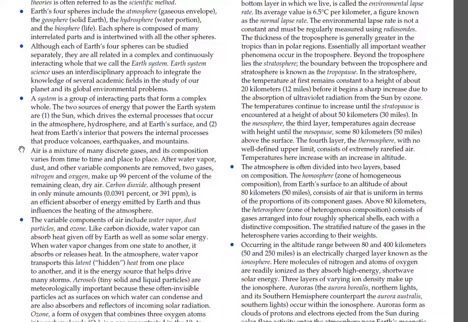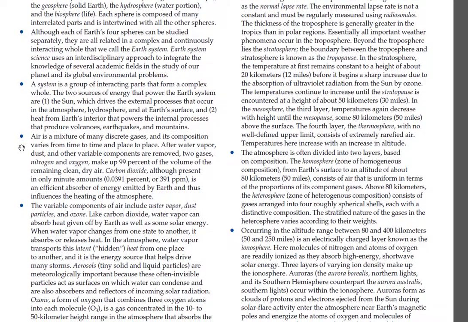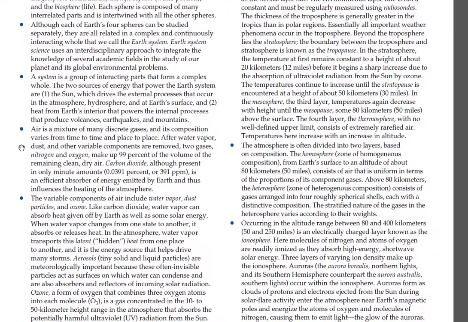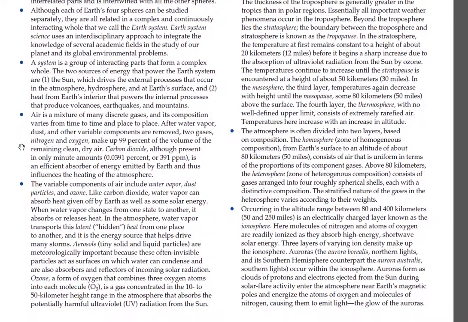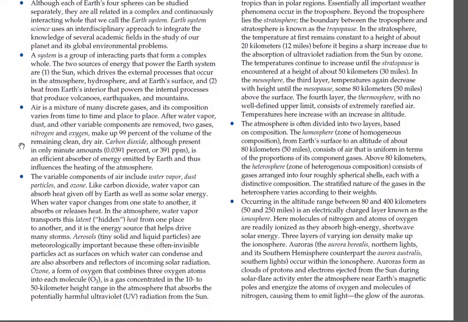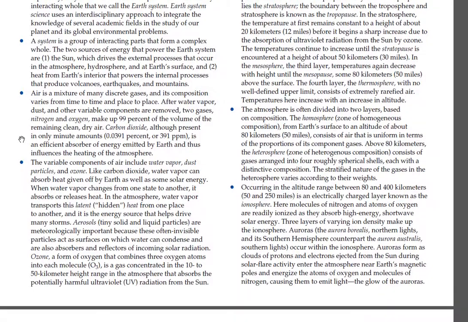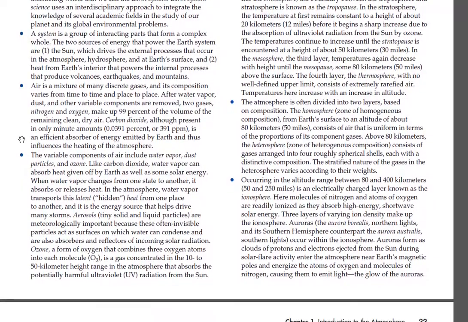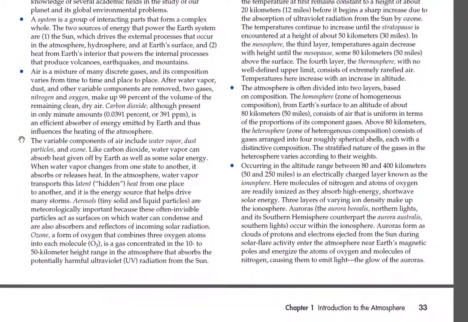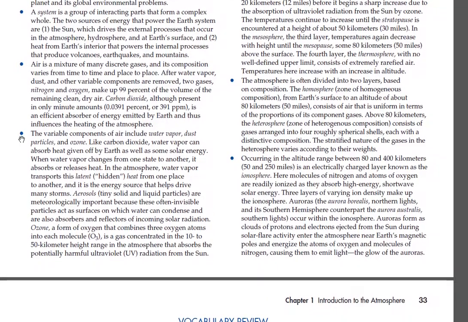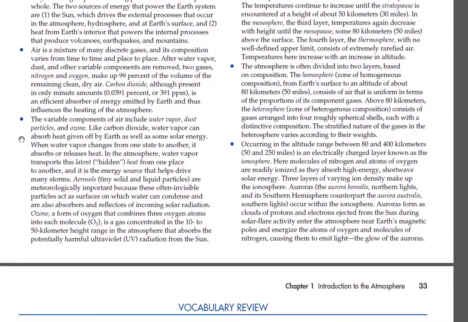Air is a mixture of many discrete gases, and its composition varies from time to time and place to place. After water vapor, dust, and other variable components are removed, two gases, nitrogen and oxygen, make up 99% of the volume of the remaining clean, dry air. Carbon dioxide, although present in only minute amounts, 0.0391%, or 391 ppm, is an efficient absorber of energy emitted by Earth and thus influences the heating of the atmosphere. The variable components of air include water vapor, dust particles, and ozone.